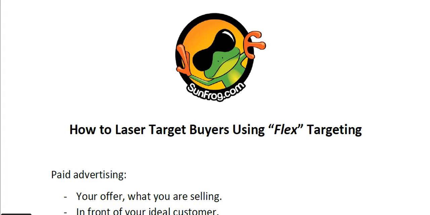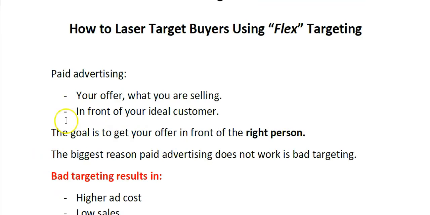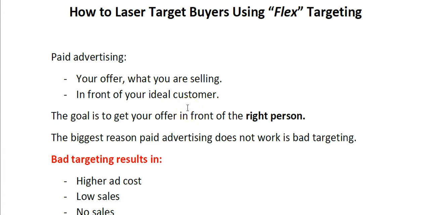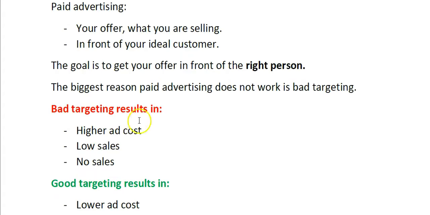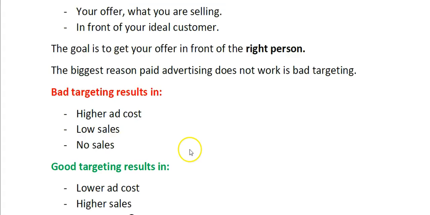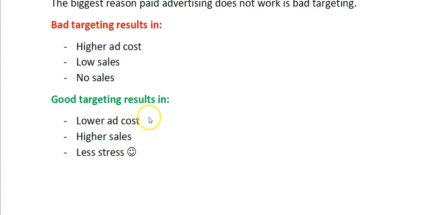So the whole goal in your paid advertising is to get your offer, what you're selling, in front of your ideal customer. You see, the goal is to get your offer in front of the right person. The biggest reason paid advertising does not work for some is bad targeting. They're targeting the wrong interests. Bad targeting results in higher ad cost, low sales, or even no sales at all. Good targeting results in lower ad cost, higher sales, which means less stress for you.